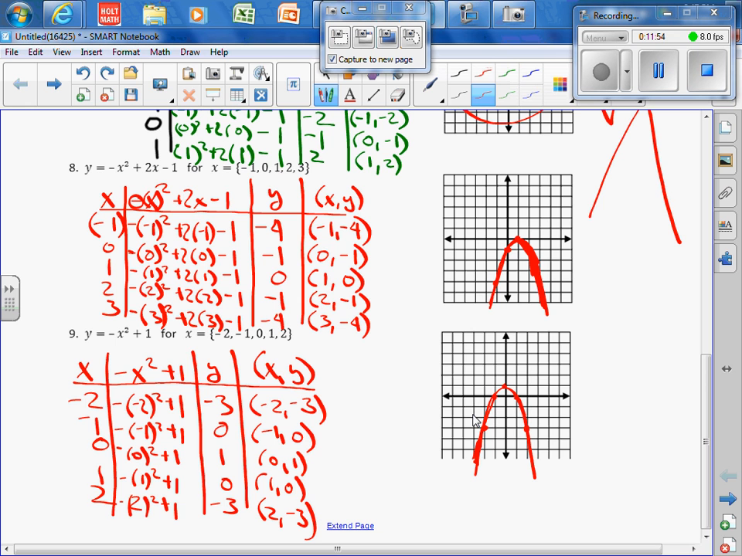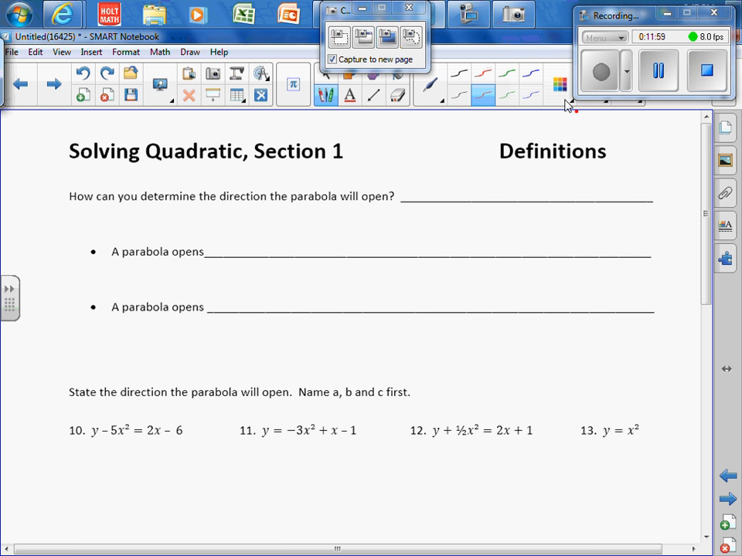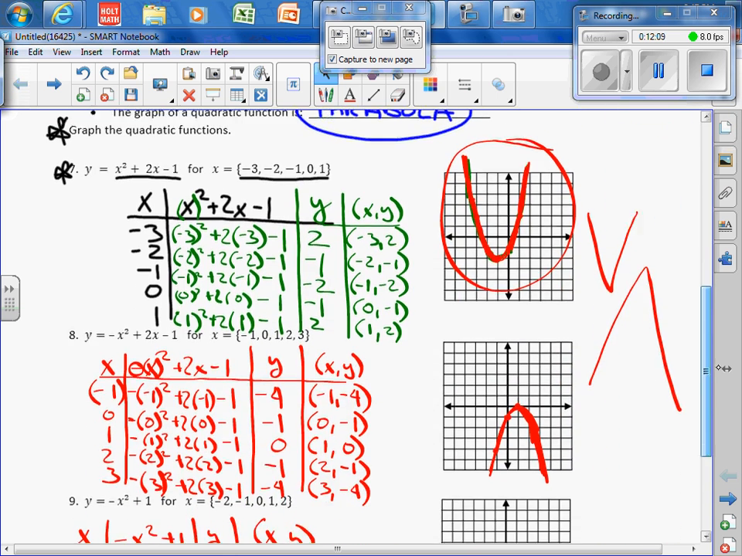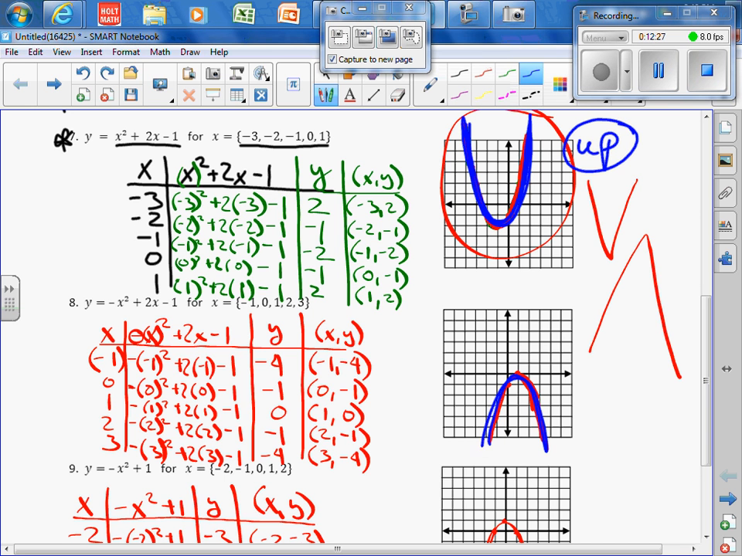Let's move on to the second page. Now, how can you determine the direction the parabola is going to end up opening up? Well, let's go back and look at the first 2 examples that we graphed. In number 7, noticing how this one's opening upward. This is considered opening up. The opening is going up like this. And in number 8, it's opening down. This was said to be opening downward. Okay?